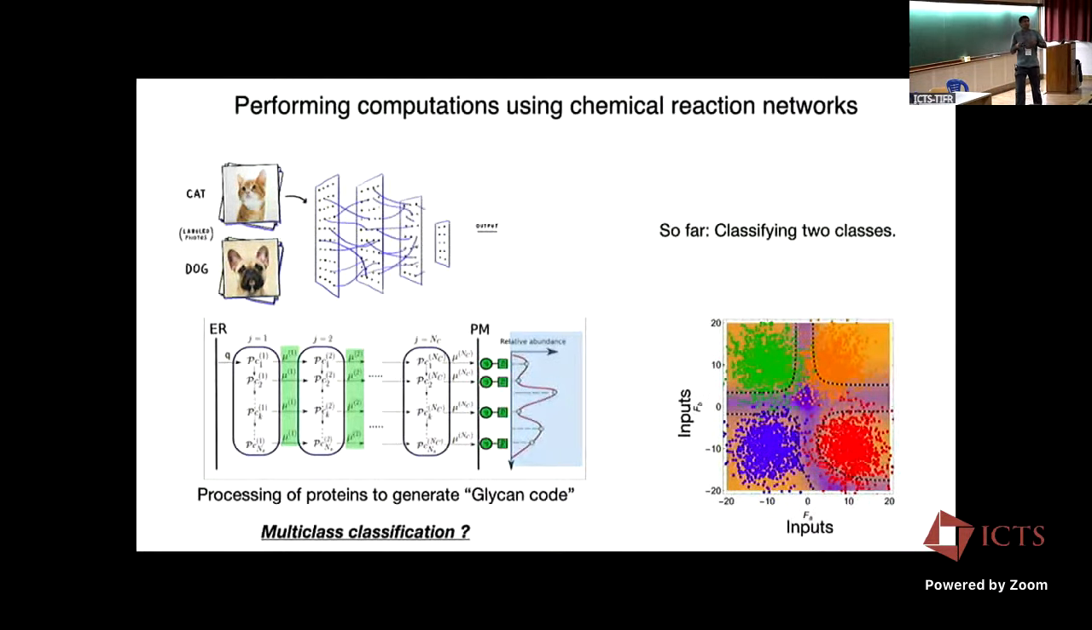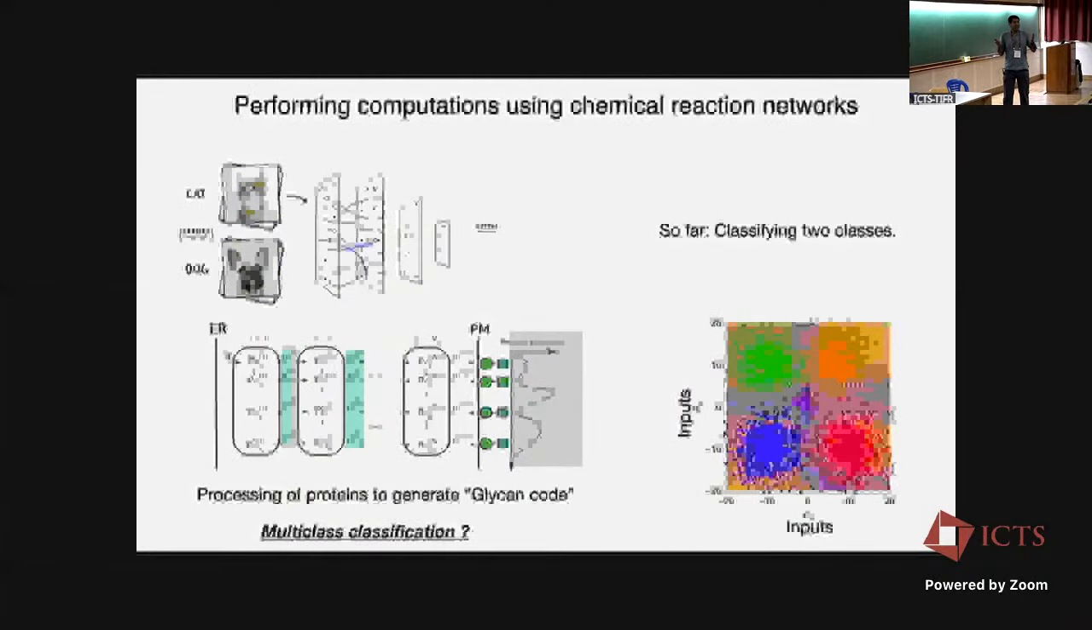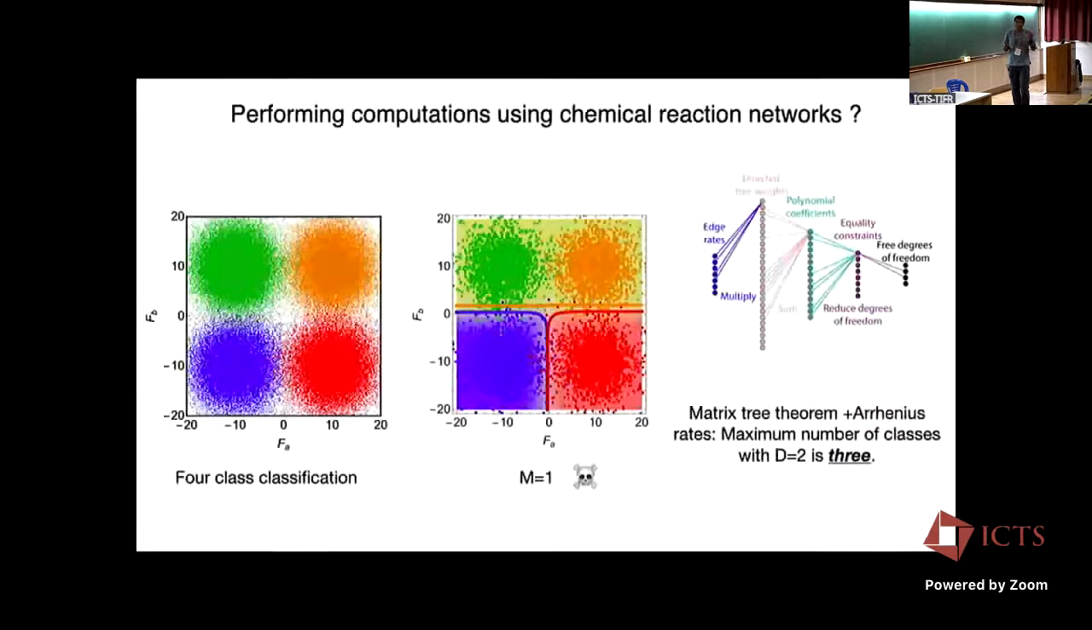I told you about how you can have all these multiple classes. So what if you want to do that? What if you want to do multiple class classification simultaneously? Something like one-hot encoding. Can these networks actually get to that? And what we find is that similar kinds of constraints end up existing.